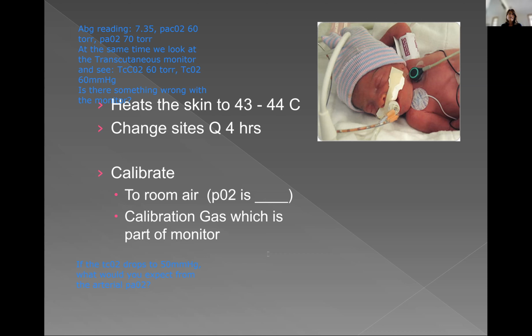So 70, when the transcutaneous monitor said 60, our blood gas said 70. So we know from comparing those two that the arterial blood is about 10 torr different. So if we're looking at our transcutaneous and we see 50, we can pretty much assume that the arterial blood is 10 torr higher, and it would be 60 millimeters mercury. All right.